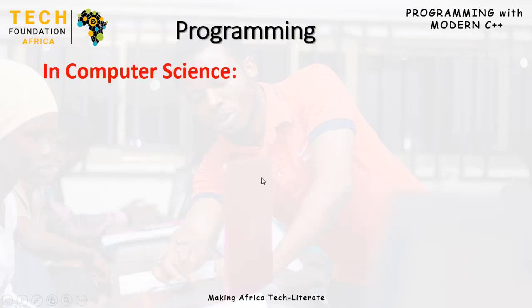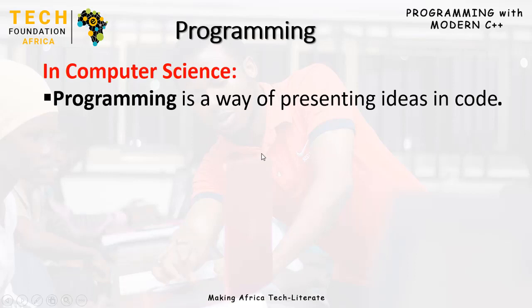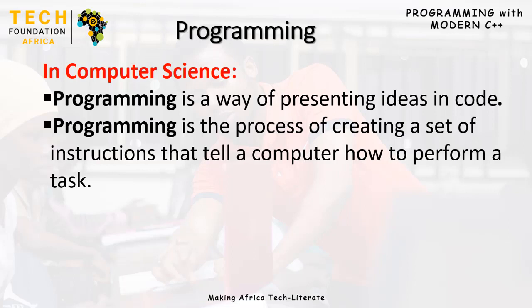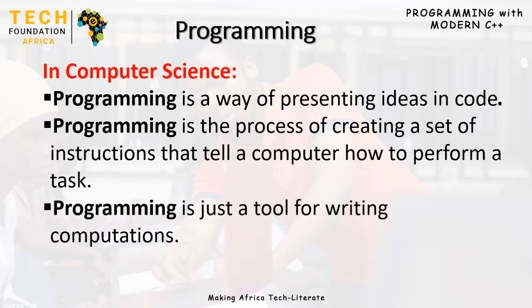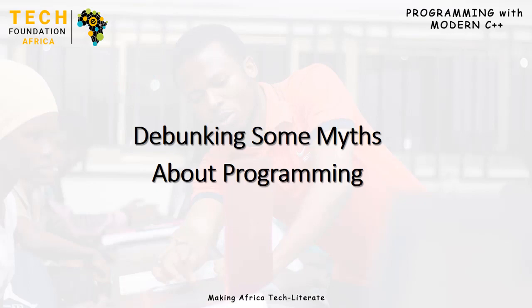In computing, however, or in computer science, programming is a way of presenting ideas in code. We can say that programming is the process of creating a set of instructions that the computer has to perform, okay? And that makes programming a tool for writing computations. So basically, when we talk of programming, to the computer scientist, it's a tool that he uses to write computer solutions or to write computations.